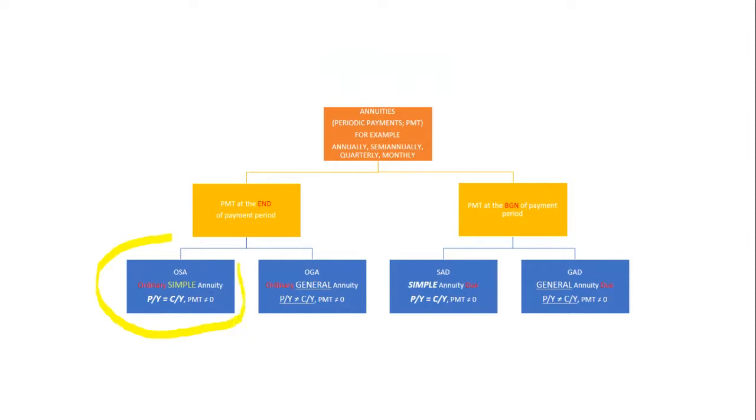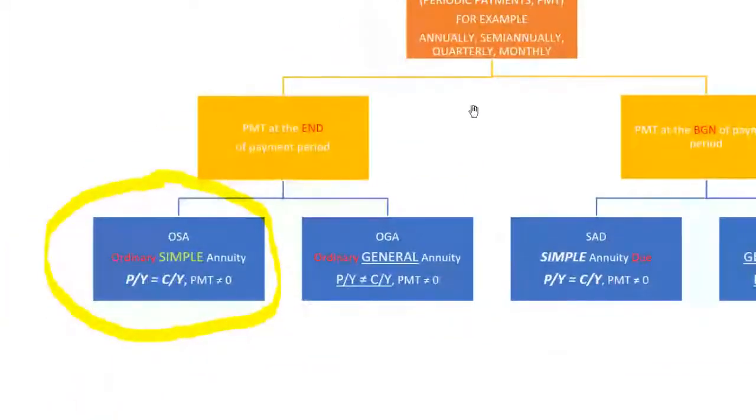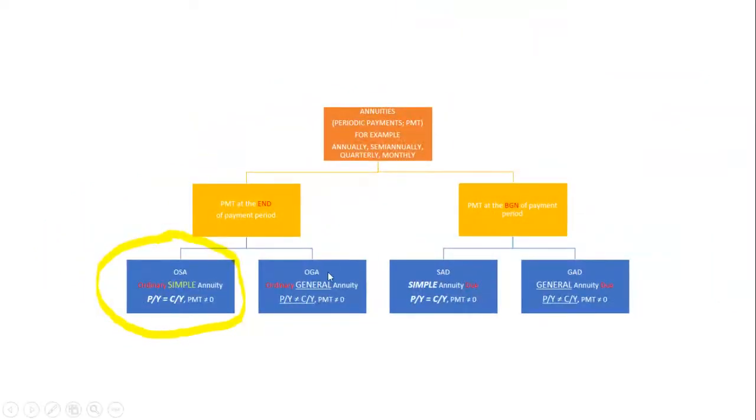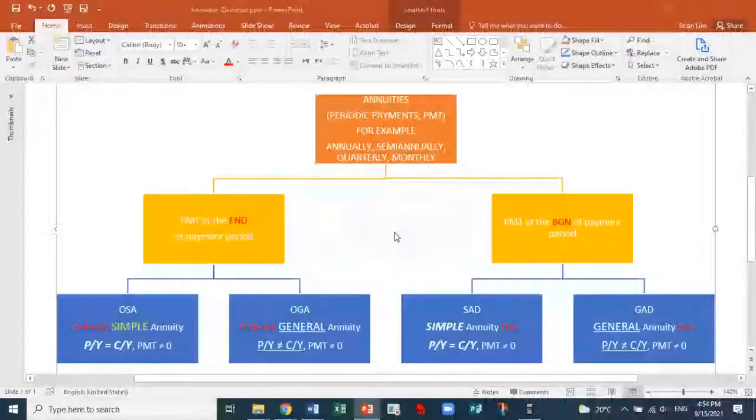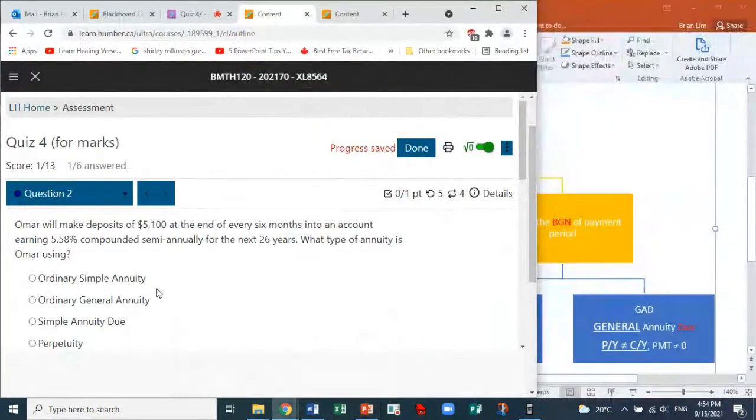So this would be the one that is correct. Okay, so it's an ordinary simple annuity. Let's get it larger. Maybe we can do better. Okay, there we are. So it's an ordinary simple annuity because the payments are made at the end of the payment period and the PY is also equal to CY, right? So that would be an ordinary simple annuity. Okay, so we'll go back here and this would be ordinary simple annuity.